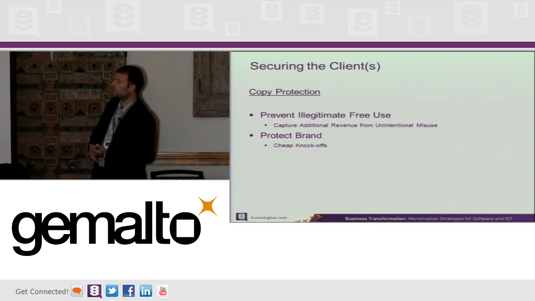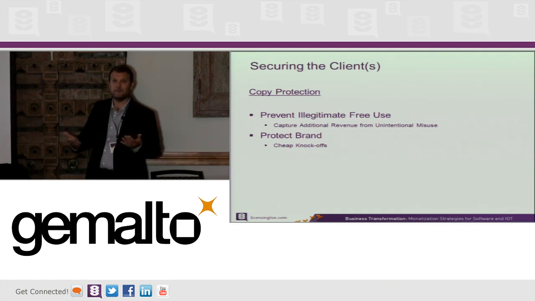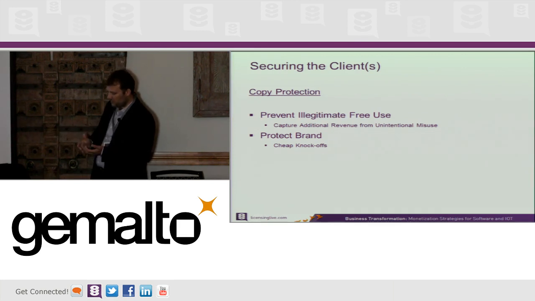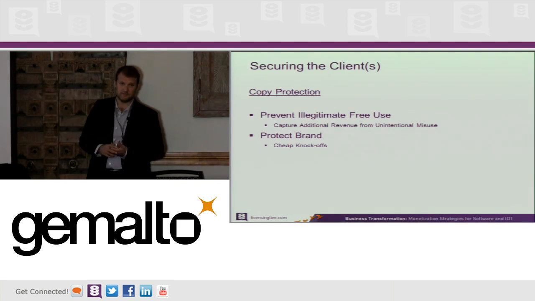So the first area we look at is copy protection. Why copy protection? Because when you talk about security, what do we care the most about? Revenue, right? This is what we're all here for. We want to make money. Well, if you can't secure the revenue, how do you secure the revenue? The most common area of securing the revenue is to prevent illegitimate free use.